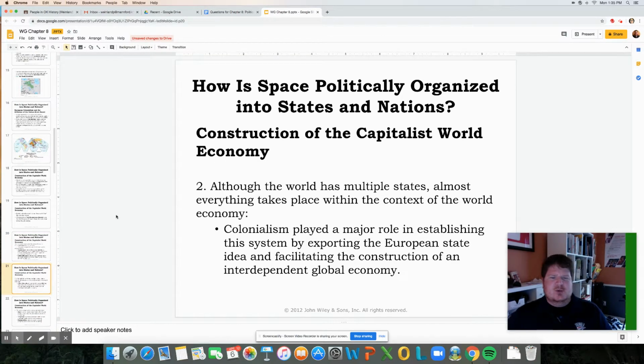Then we see number two, although the world has multiple states, almost everything takes place within the context of the world economy. That is true. We're seeing it play out now. When it comes to things like the coronavirus, shutting down cities and causing people to stay in their homes, it's going to affect the world economy. Even here in America, we depend on certain parts of the world for goods, like China.